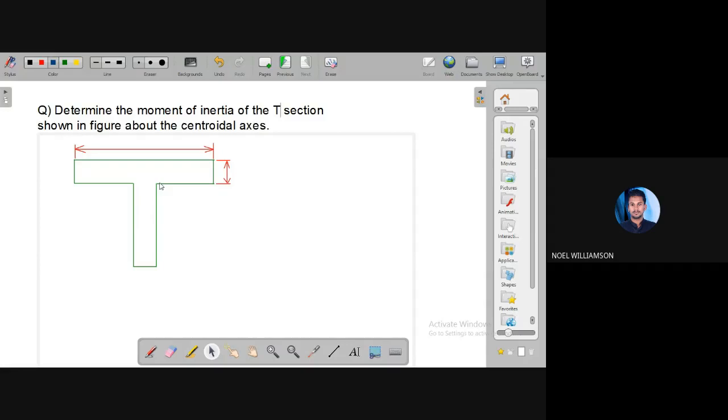So take down the question. Determine the moment of inertia of the T section shown in the figure about the centroidal axis. As we told earlier, there are two types of problems. First, we have to find the moment of inertia about the centroidal axis, which is this case, and another will be about any axis, which we will discuss later. This is like the previous one, but the difference is it is a T section. So take down the question, and I will give the dimensions.